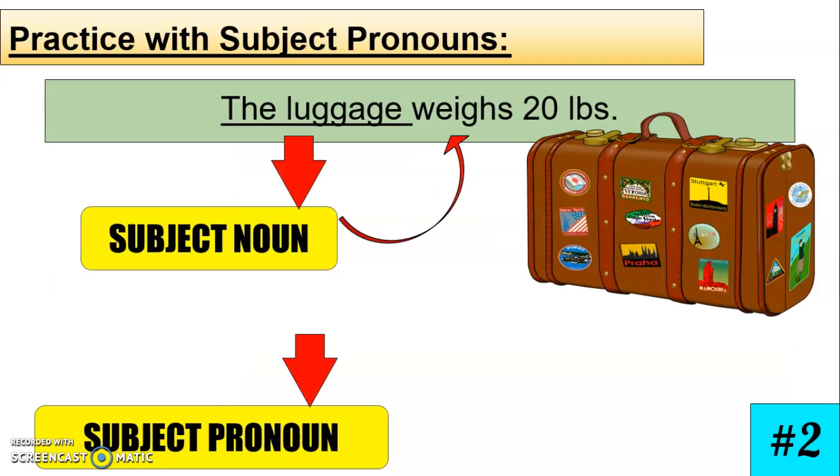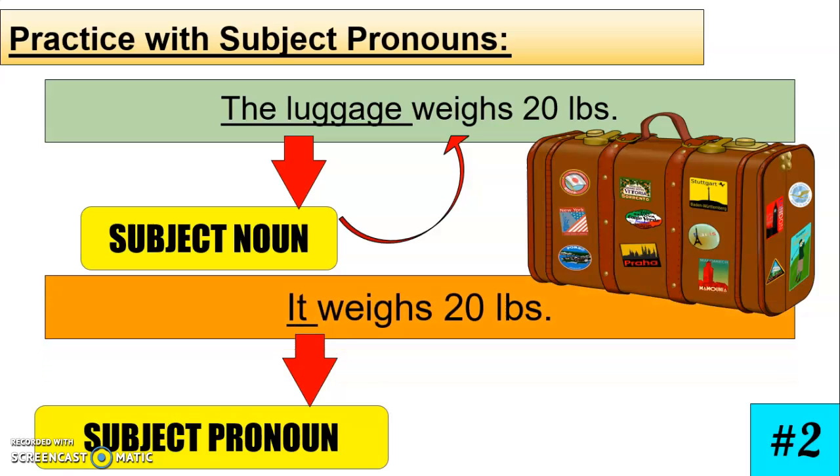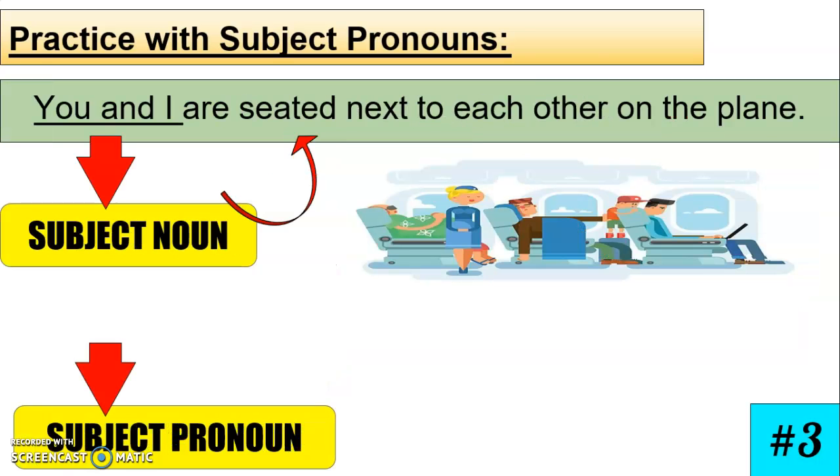Number 2, the luggage weighs 20 pounds. One interesting thing to note about luggage here is that it's a non-count noun, which means that it's always in singular form, even if it refers to multiple items. So if I had more than one luggage, I wouldn't say 3 luggages, it would still be luggage. So keeping this knowledge in mind, the best subject pronoun and the correct one to use is it. It weighs 20 pounds.